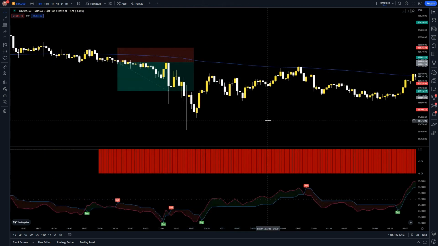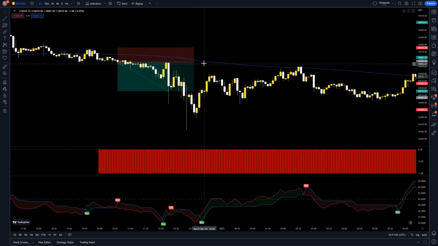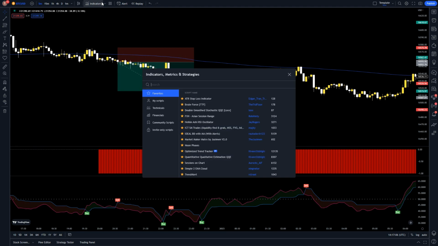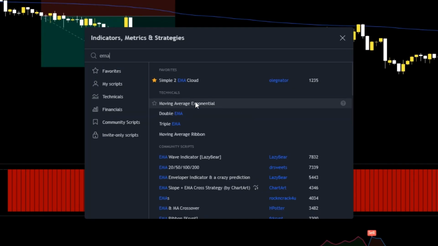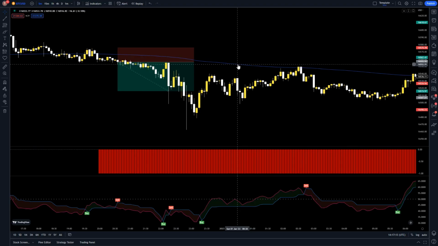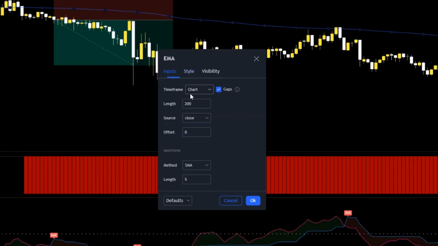Okay, so the indicators that we use for this strategy, like I said, is the EMA right here. So you can go up to indicators, type in EMA, add this moving average exponential right here, set it to whatever color you want, and then set the length to 200.